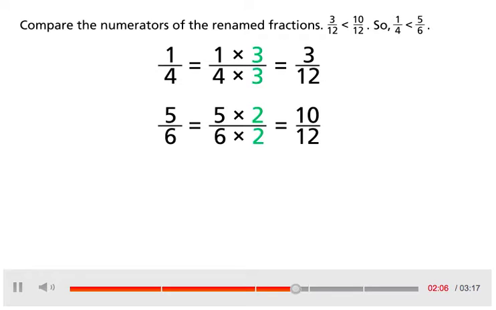Compare the numerators of the renamed fractions. 3/12 is less than 10/12, so 1/4 is less than 5/6.